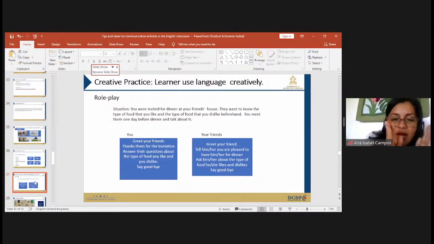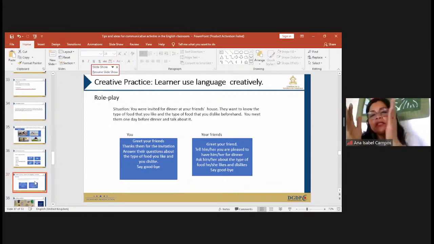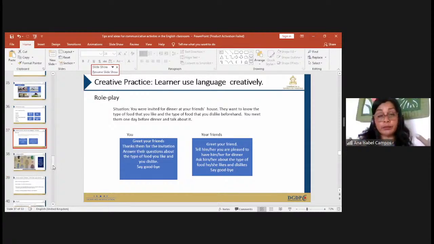And what is the role? You have to establish the task. What is the role for the student and what is the role for the friend? A and B. So you can say here, greet your friends, thank them for the invitation, answer their questions about the type of food you like and you dislike, say goodbye. And then you establish the role for the other person. So the role play demands that you really establish the roles and the situation where you want your students to use the language in a creative way.